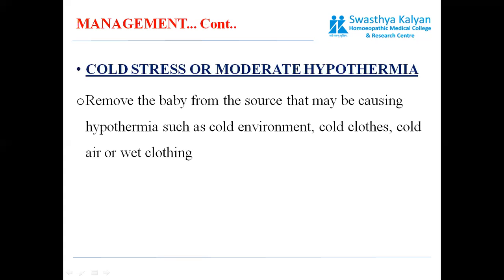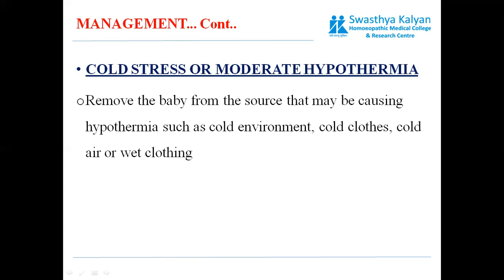Then management of the cold stress or moderate hypothermia. Now, how can we manage cold stress or moderate hypothermia? The temperature of the cold stress was 36.0 to 36.4 degree centigrade. And moderate hypothermia, the range of temperature was 32 to 35.9 degree centigrade. So how can we manage cold stress or moderate hypothermia?